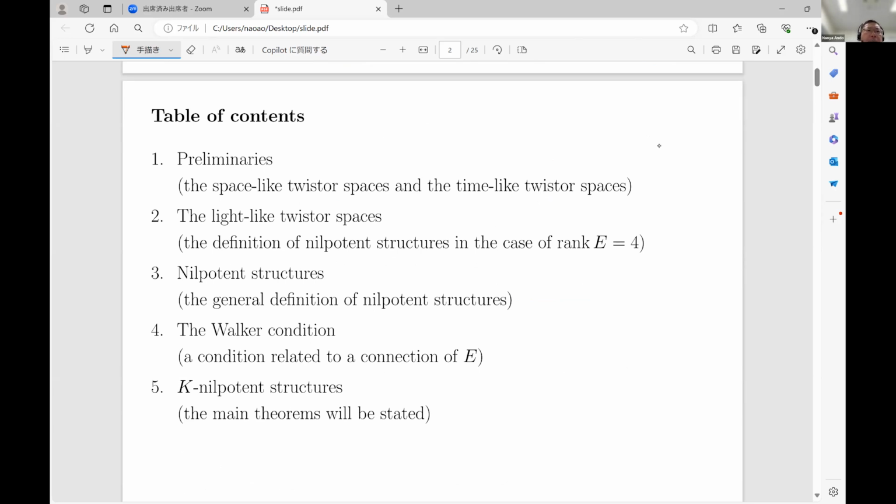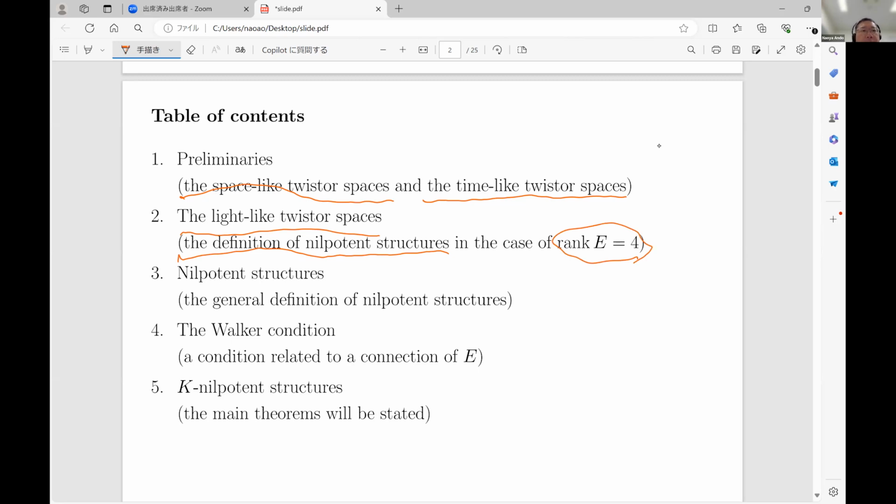In the first section, I will explain the space-like twistor spaces and the time-like twistor spaces. In section 2, I will explain the light-like twistor spaces. These are analogs of the space-like twistor spaces and the time-like twistor spaces. I will explain the definition of nilpotent structures in the case a given vector bundle has rank 4.